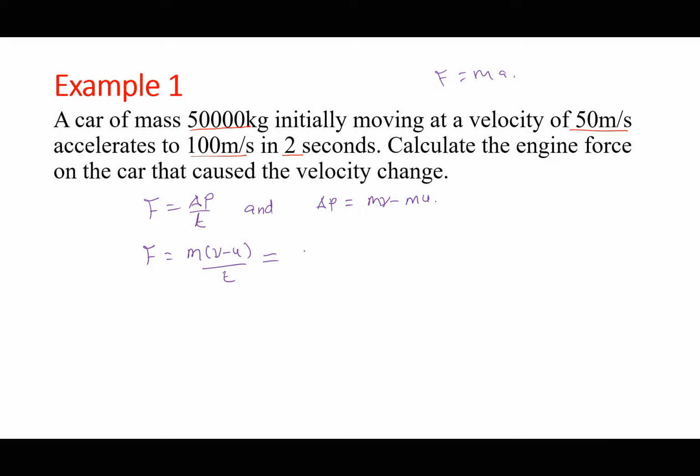So the force is going to be the mass, which is 50,000, times the change in velocity, 100 minus 50, divided by the time, which is 2 seconds. So this is 50,000 times 50 divided by 2. This gives you a force of 1,250,000 newtons. So that will be the force.